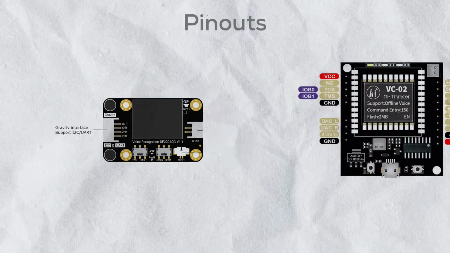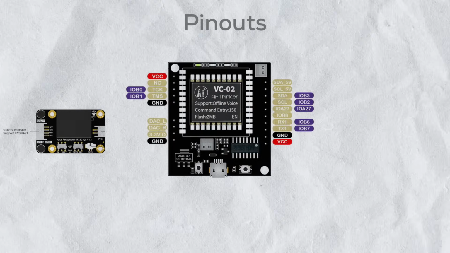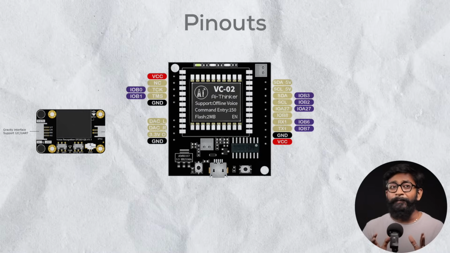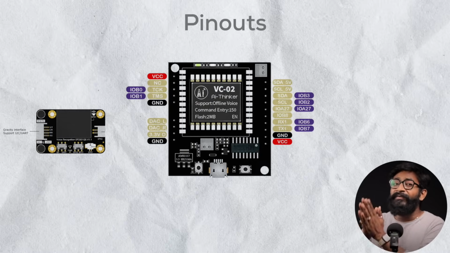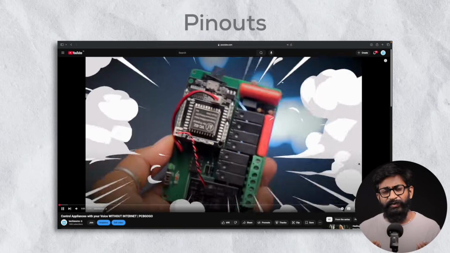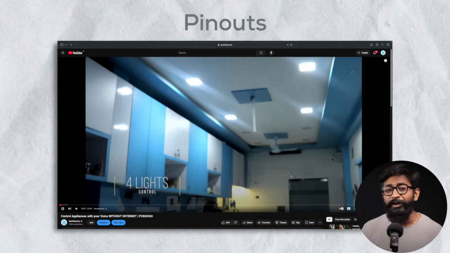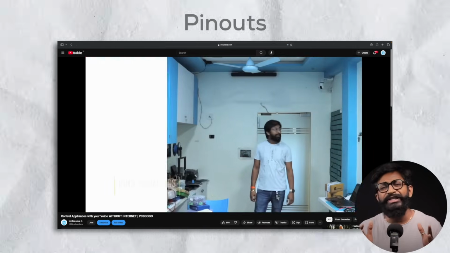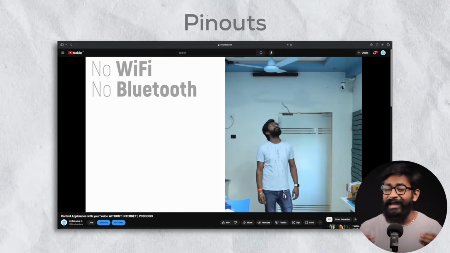On the other side, in the VC02 module, we do get a couple of GPIO pins exposed, with the help of which we can make a standalone project with just the VC02 module as well. And I even tried that. Here I made a home automation project for controlling lights and speed of the fan by just using the VC02 module and relays, and it worked completely fine. So here the AiThinker module definitely got a plus point.